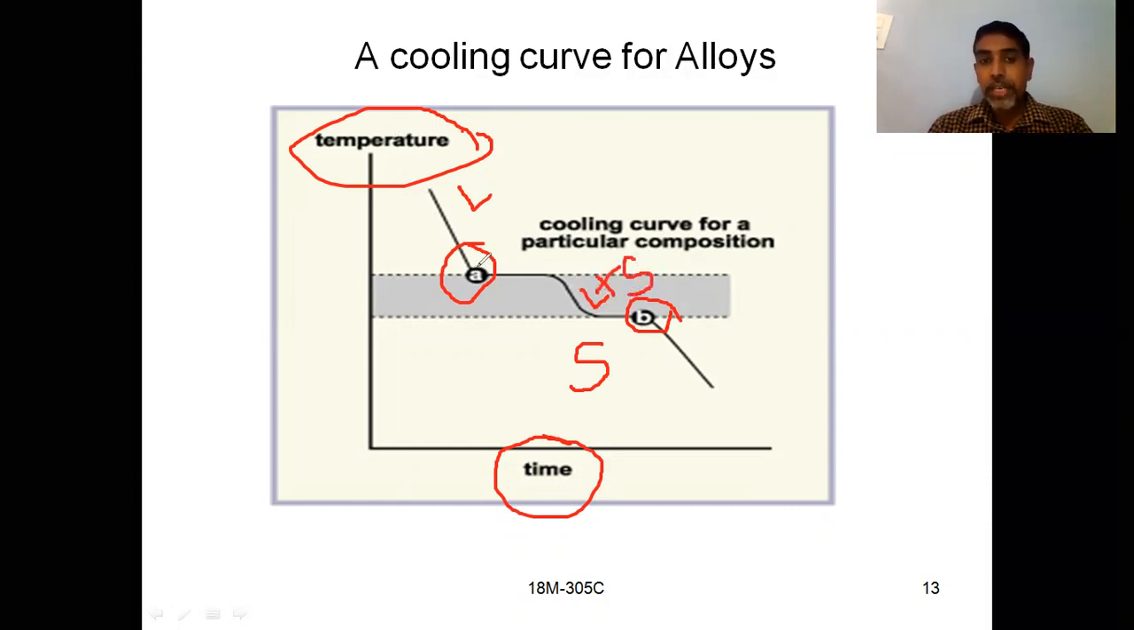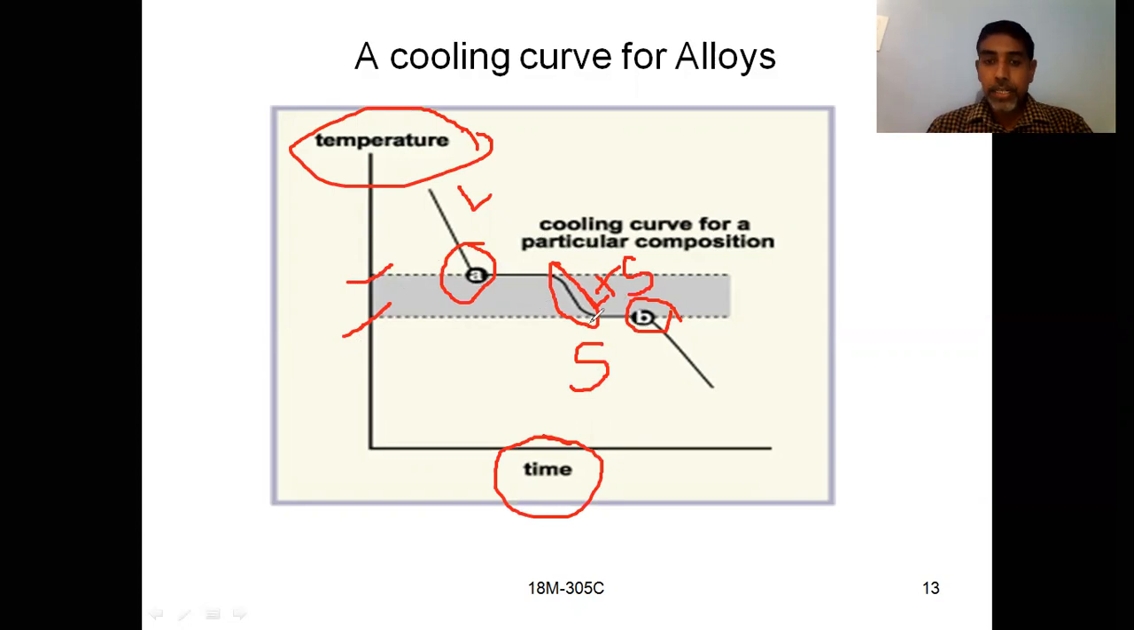So the solidification starts at point A and it is increasing. That means the solidification is going on. And if you see here the temperature range, this is one temperature and this is another temperature. That means you are having a temperature range. So how is this temperature range decided? It depends on the proportions of the alloying elements in the alloy.